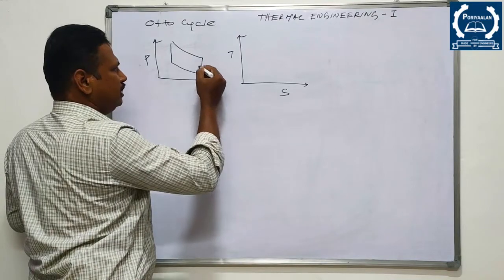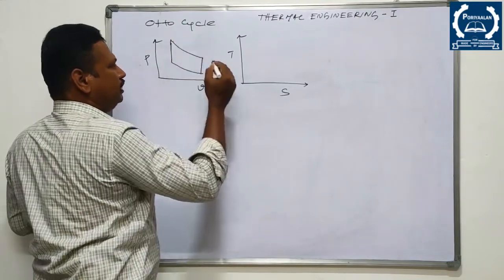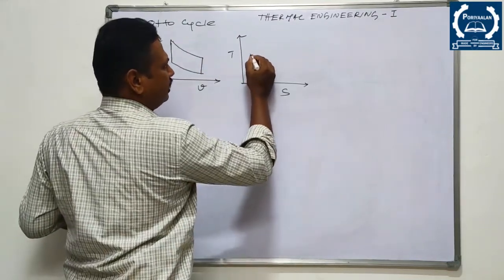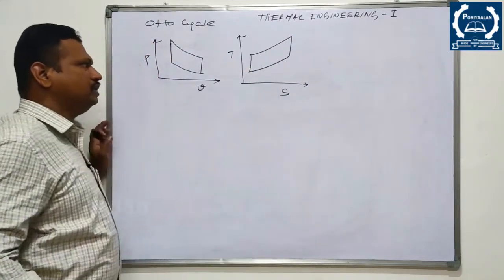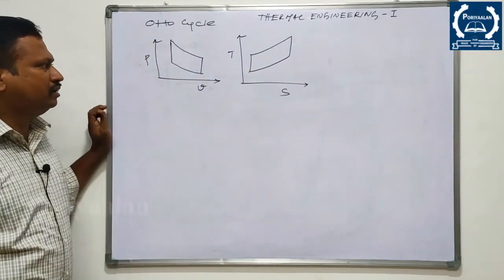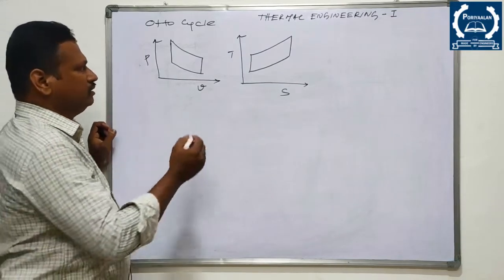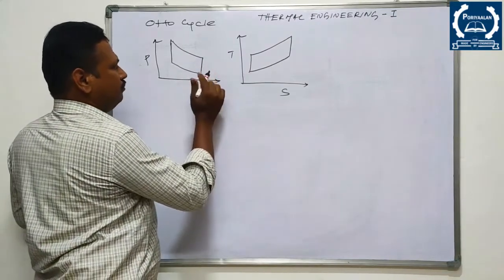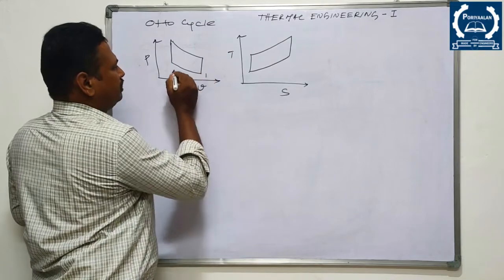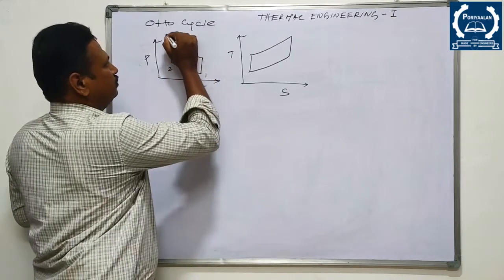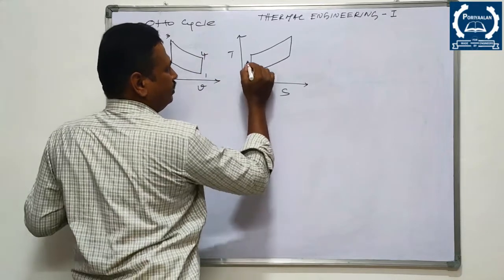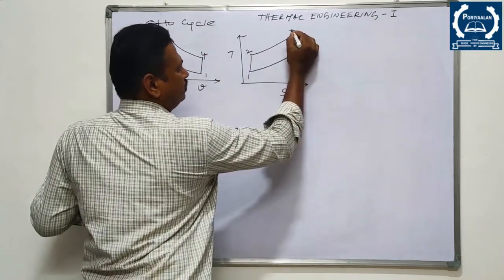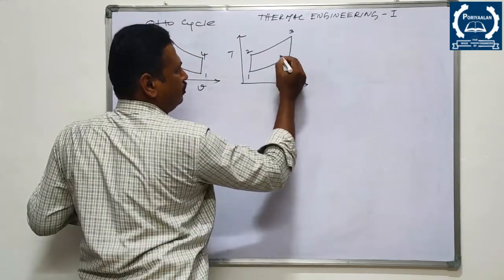Actually, this is the theoretical cycle. The cycle was invented by Nicholas Otto. He is the inventor of the petrol engine at the time of the 18th century, right? So you can watch the name. I am naming the process like this: 1, 2, 3, 4. Again 1, 2, 3, 4.